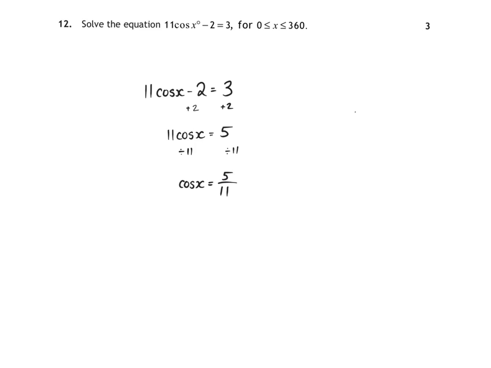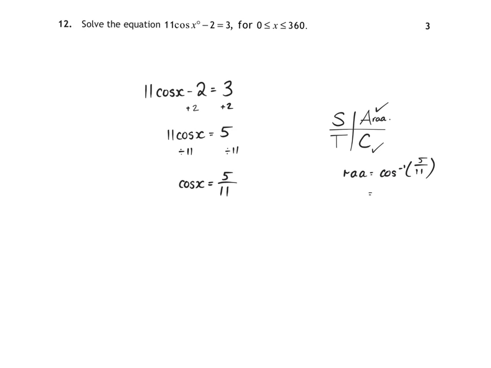Okay, so at this point we draw our CAST diagram, which helps us to figure out which two quadrants this is going to be in. Because cos is positive, it's going to be in the first and the fourth quadrant. So if we find our relative acute angle, that is just the inverse cos of 5 over 11, and this gives us the angle in that first quadrant.